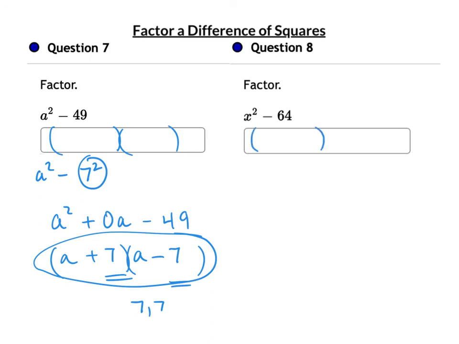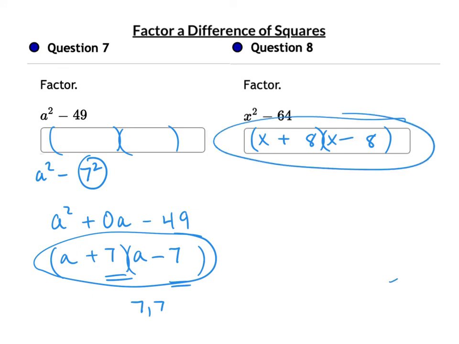X squared minus 64. X times x is x squared. 8 times 8 is 64. It's negative 64. It's positive and negative. Notice that if you FOIL the inside and the outside together to make the middle, the inside is positive 8x, the outside is negative 8x, and when you add those two things to make the middle term, they make 0.